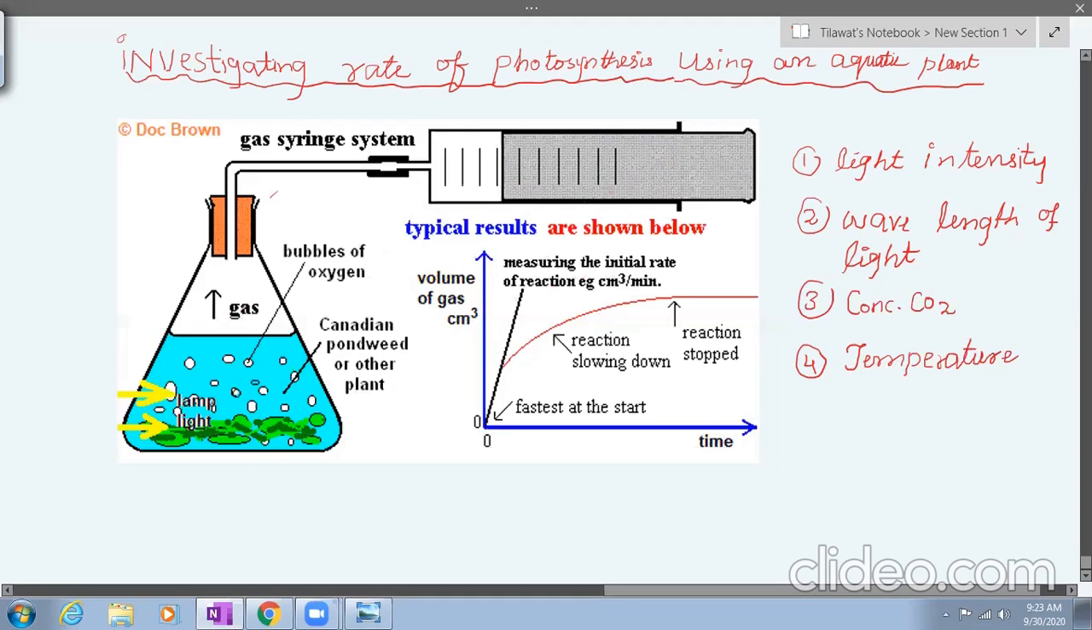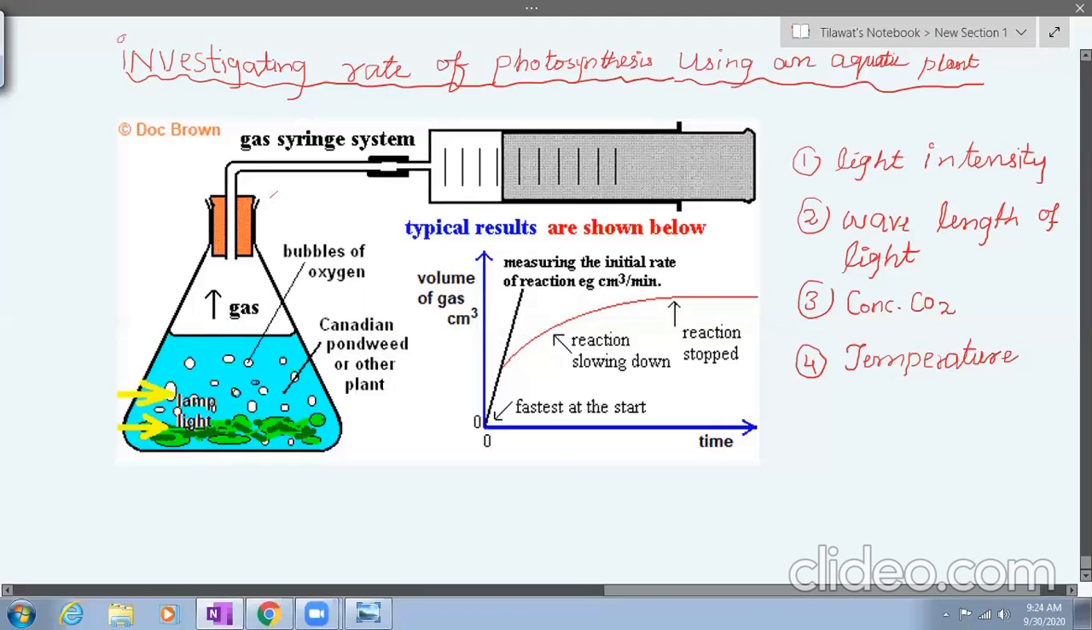So now we have this set of apparatus. Through this we can check all these parameters or factors. So the first one you can check here. How will we know? We selected Canadian pondweed, or any other aquatic plant you can select, right? So here, this is water, because water is needed for photosynthesis, okay, and water is also needed for the plant.